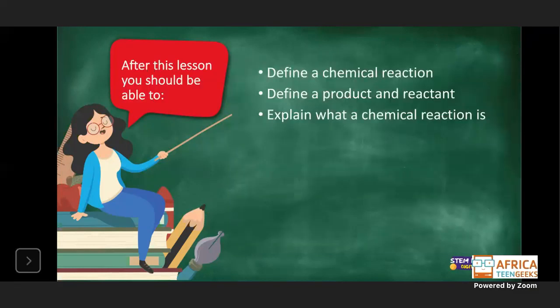Right, so after this lesson, you guys should be able to define a chemical reaction in your own words. You should be able to define a product as well as a reactant. You should be able to explain what a chemical reaction is.